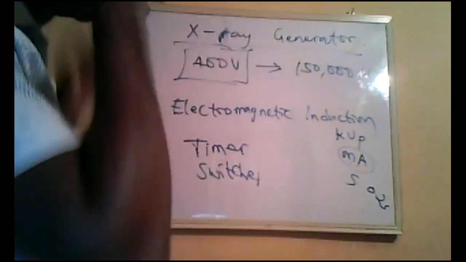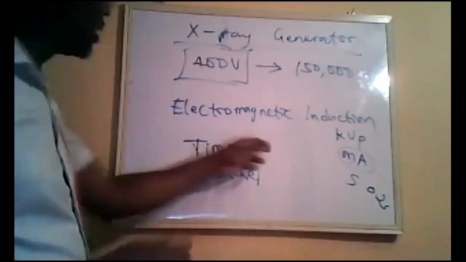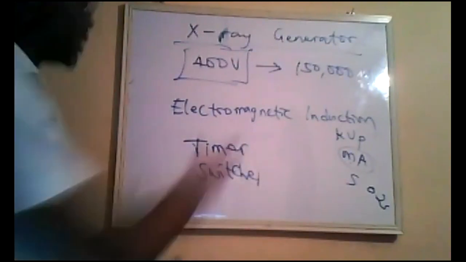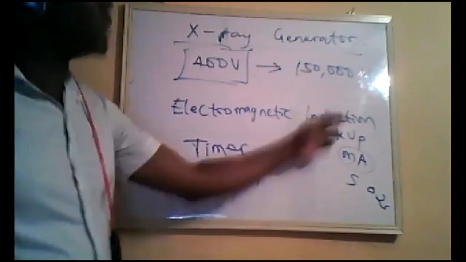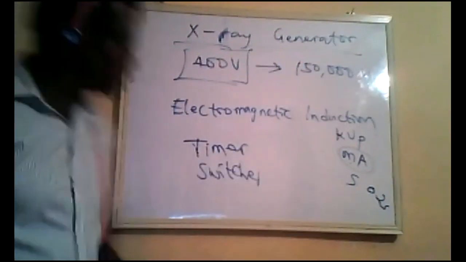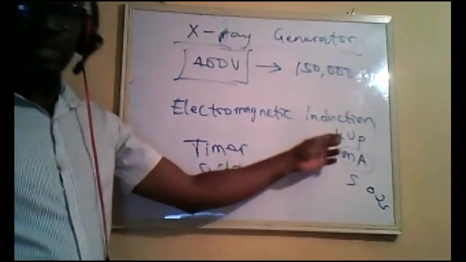As I was saying, this timer switches. The timer is a type of switch. They are always together. They control these parameters. If you set the kVp at a particular value, the switch will keep it at that particular value during that exposure.